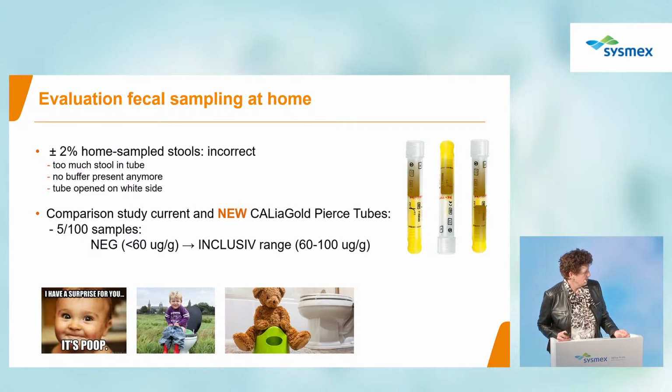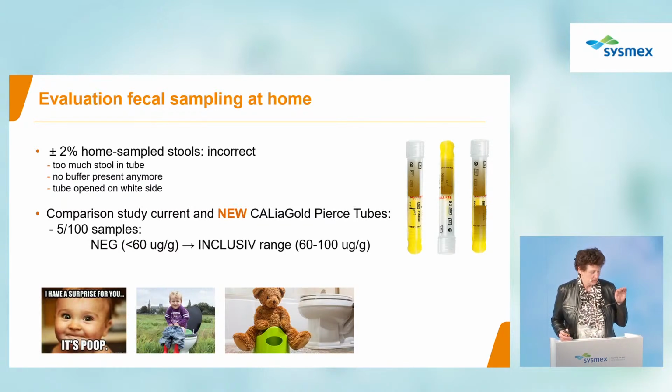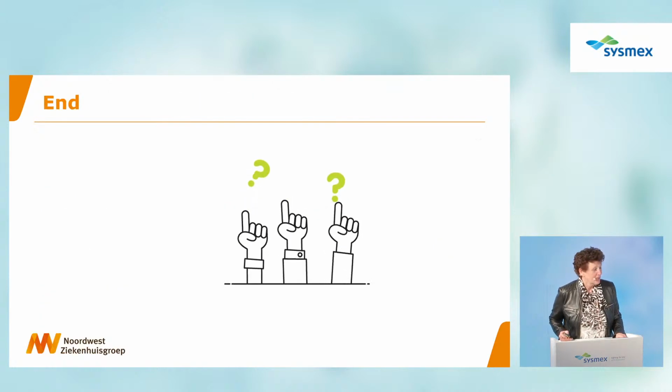In the comparison study of the current and the new CALiaGold Pierce tubes, about 5 of the 100 samples that were negative with the old tube have inconclusive results with the new tube. So that keeps us in mind that possibly the reference value will need to be raised a little bit. Well, that brings me to my last slide. Do we have any questions?